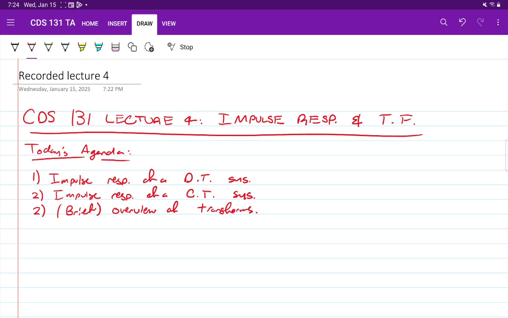Okay? Now, I just want to stress this transfer function part will be very short. I'll release an optional kind of longer video talking about Laplace and Z transforms if you haven't seen that material before. Okay, let's get started.